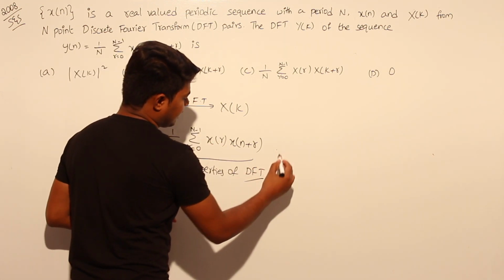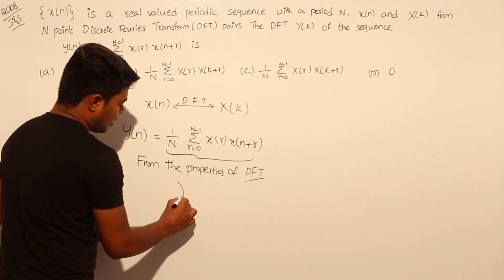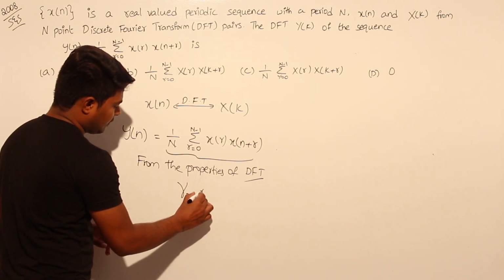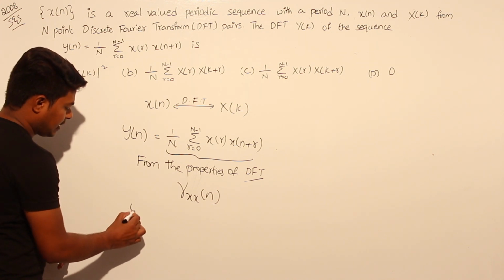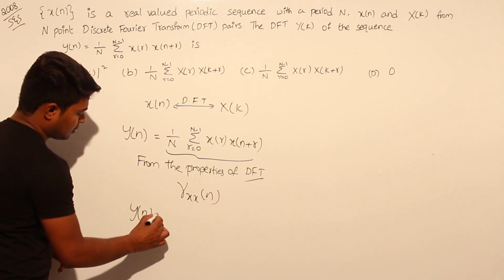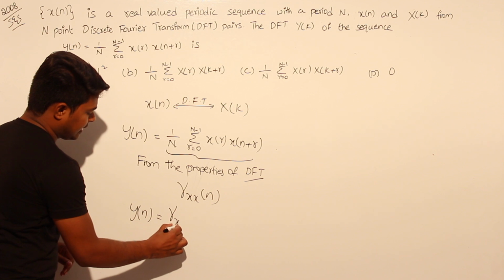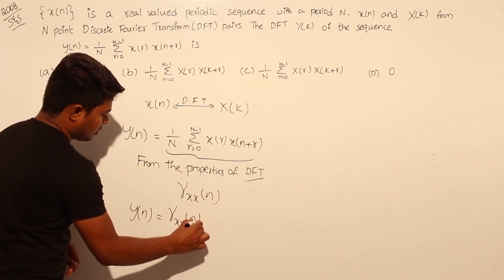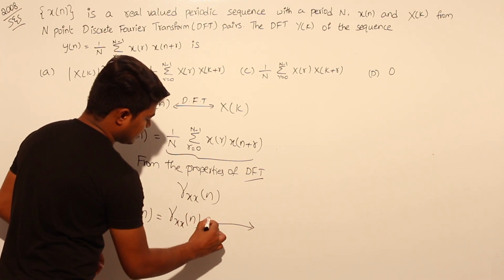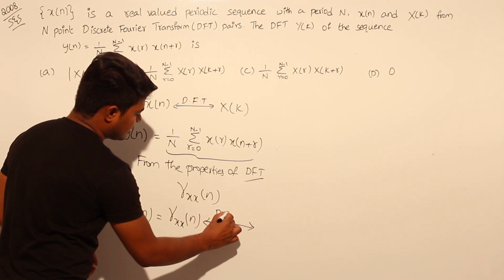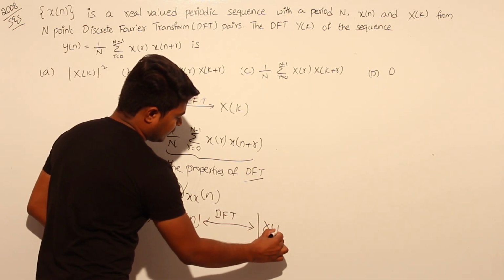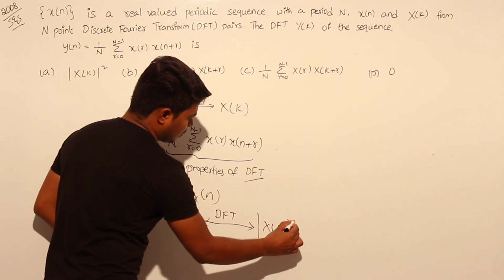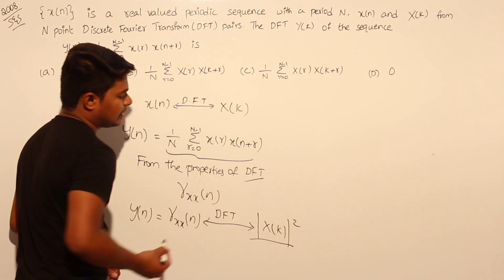Autocorrelation function of x is given by gamma of x of n. Now y of n is equal to gamma of x of n. Now if you apply DFT for this, this will become mod of X of k whole square. This will be the answer.